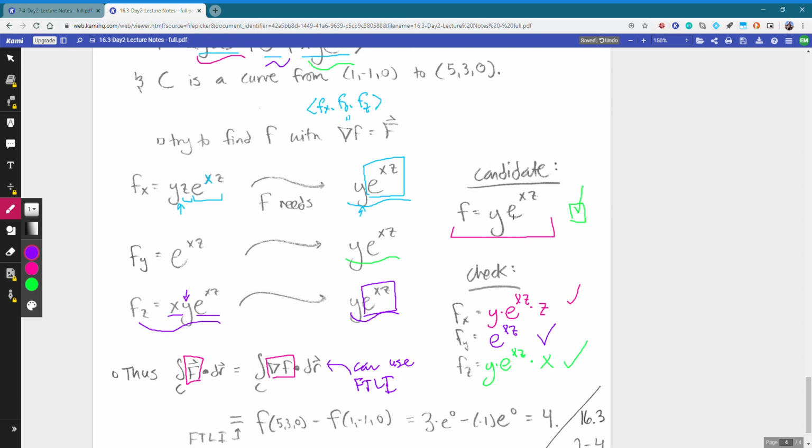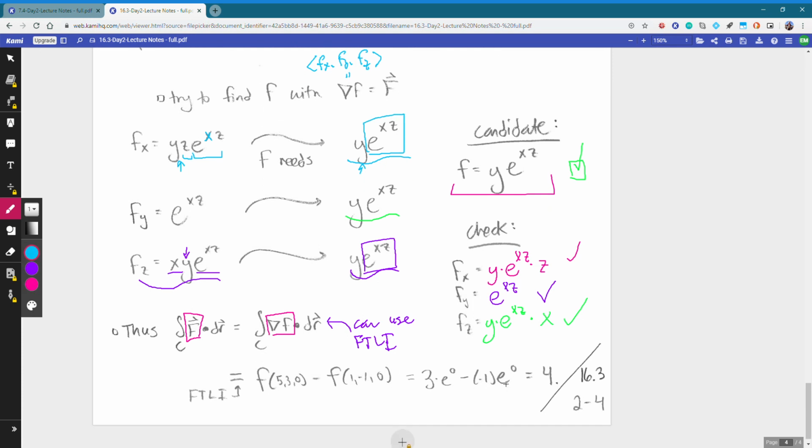Doing that, we'll get, I guess, what? For (5, 3, 0), we'll get 3 and then e to the 0, which is 1. And plugging in (1, -1, 0), we'll get -1 out front. And again, e to the 0. So putting all that together, what do we get? So 3 times 1 plus 1, which equals 4.